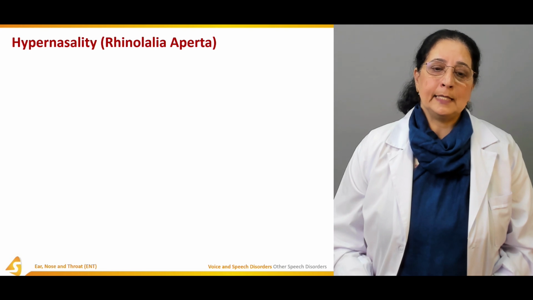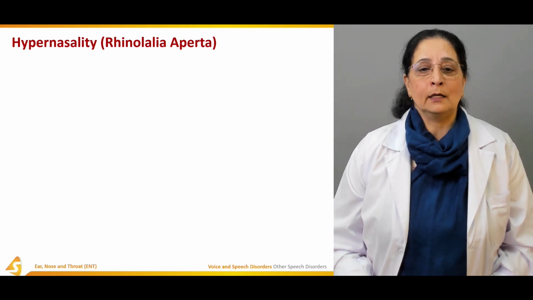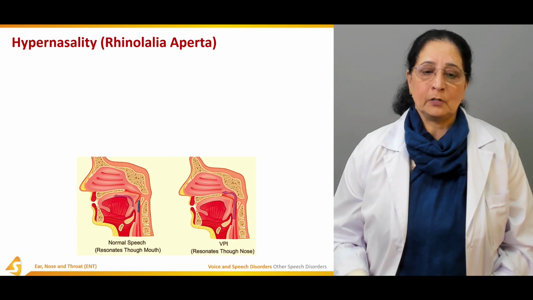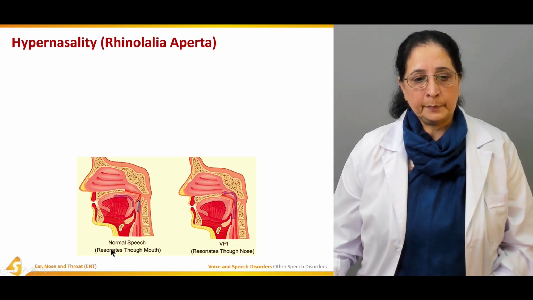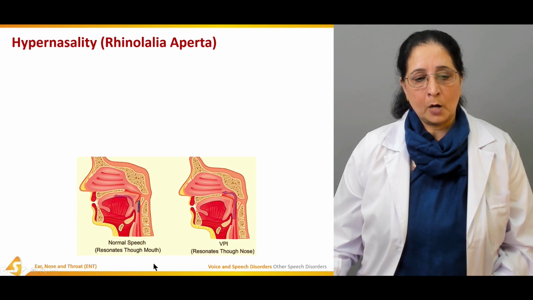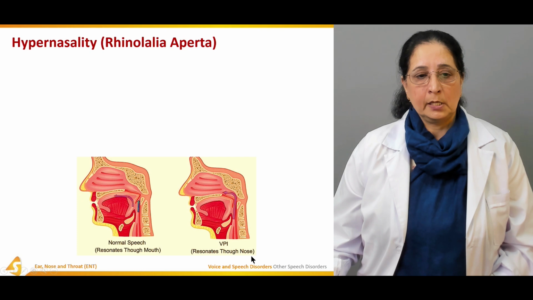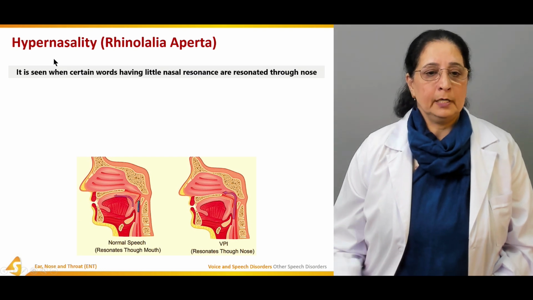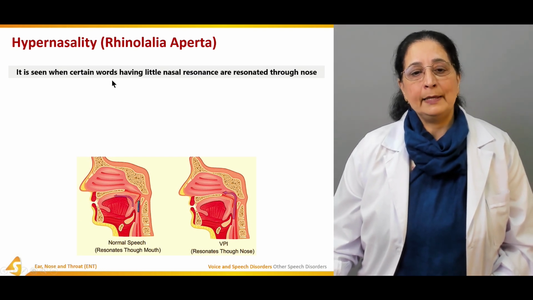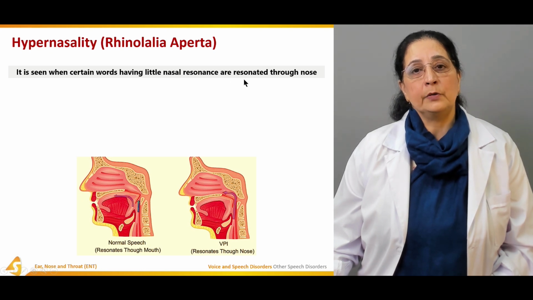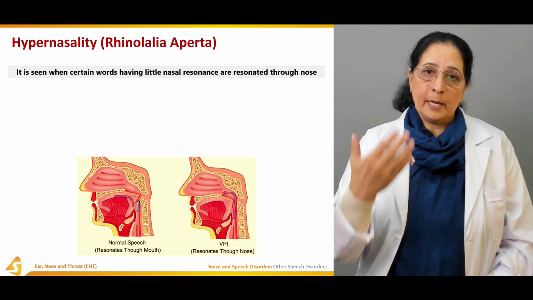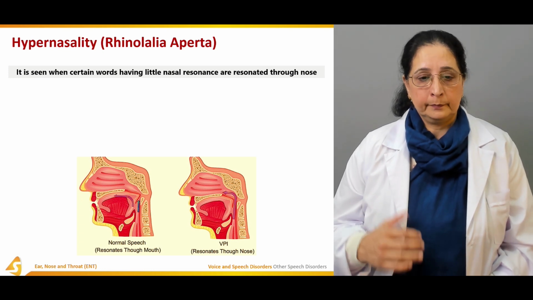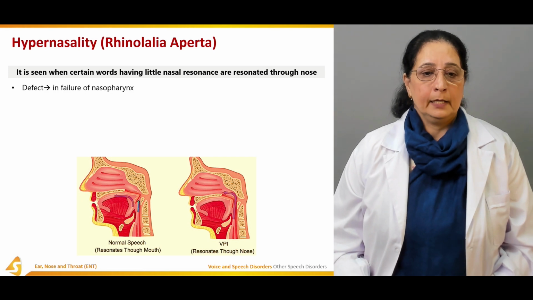Then we have hypernasality and rhinolaryngoscopy aperta. And again, there is increased resonance of the words. This is normal speech, resonating through the mouth, resonating through the nose. So in hypernasality, what is this condition? It is seen when certain words having little nasal resonance are resonated through the nose. So this is hyper-resonation of words, that was hypo resonance of the words.